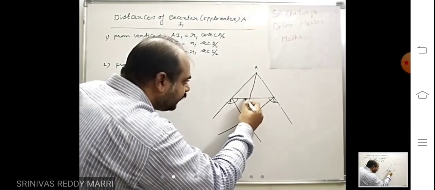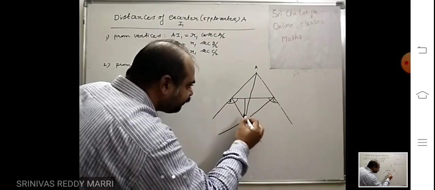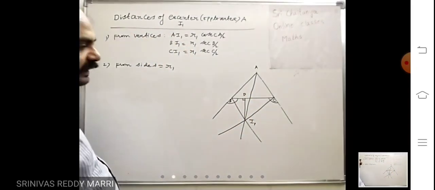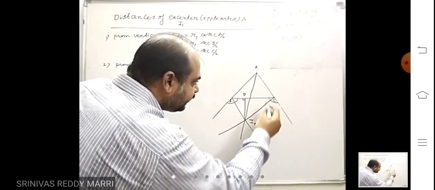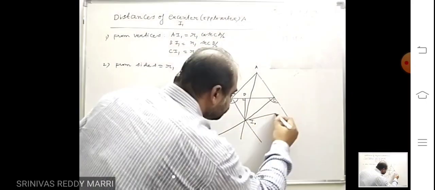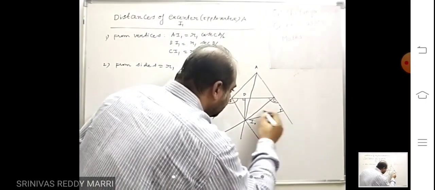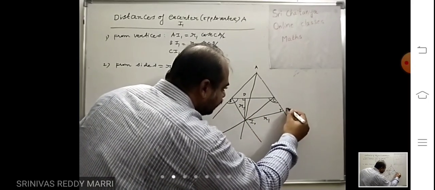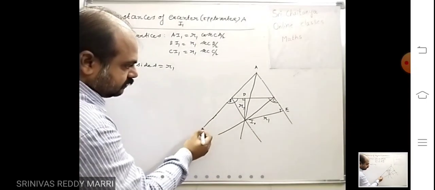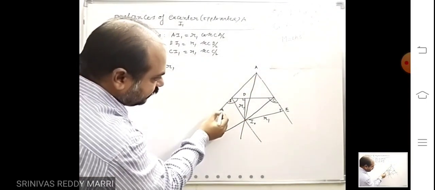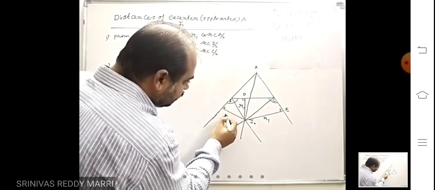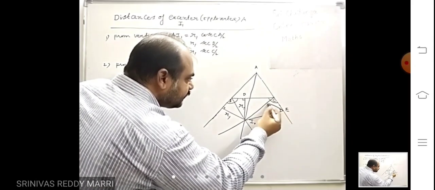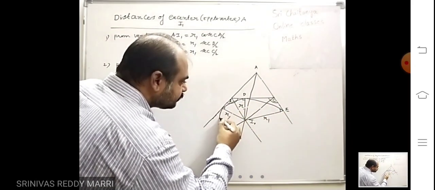Look at from I1, I am dropping perpendicular upon BC. Let us say this is D. From I1 I am dropping perpendicular upon AC extended. So this distance is nothing but R1. This is called exradius. So from here I am dropping a perpendicular upon AB. These distances will be equal. Right? This is excircle opposite to vertex A I have discussed.